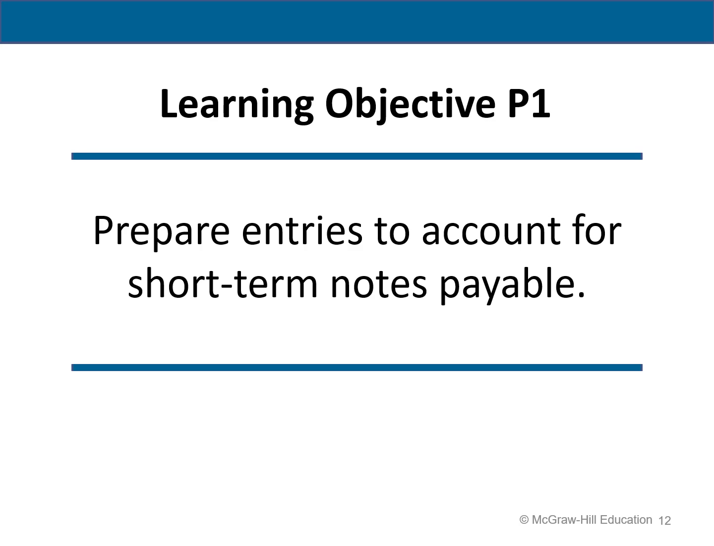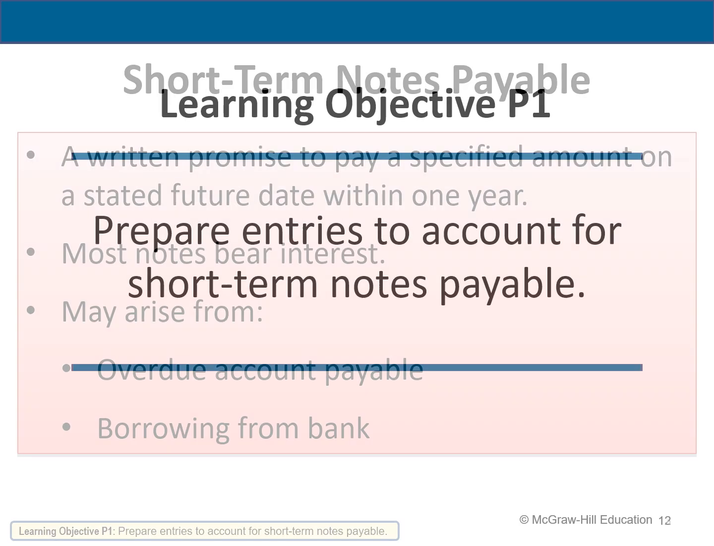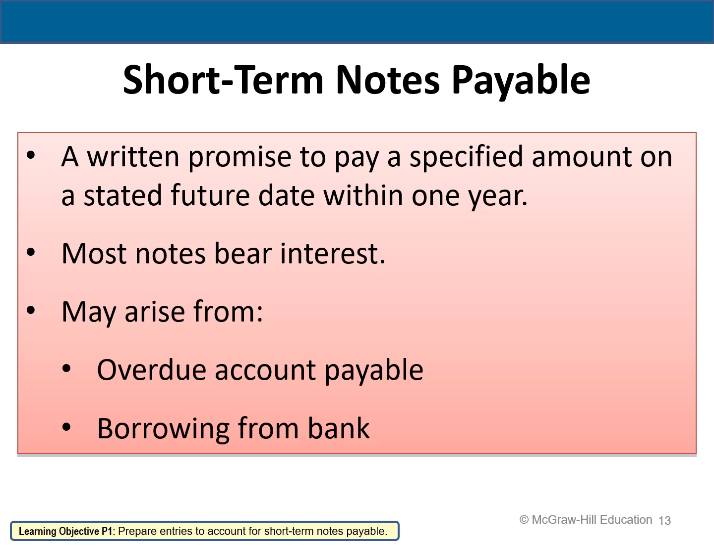All right, entries for short-term notes payable. Short-term notes payable is basically a written promise to pay some specified amount on some future date within a year, or it wouldn't be short-term, right? Most of them bear interest and they can arise from overdue accounts payable or a borrowing from the bank. Like we were talking about notes receivable, with past due accounts receivable, taking them out of the accounts receivable and creating a note for our customers and charging interest. This is the same idea, it's just on the payable side. So it's you, the company, owing a vendor or a bank or some third party.